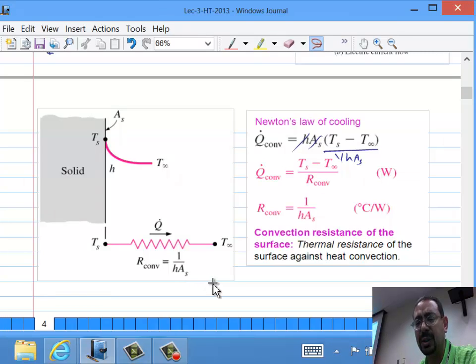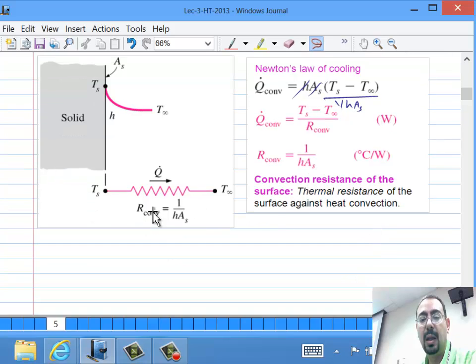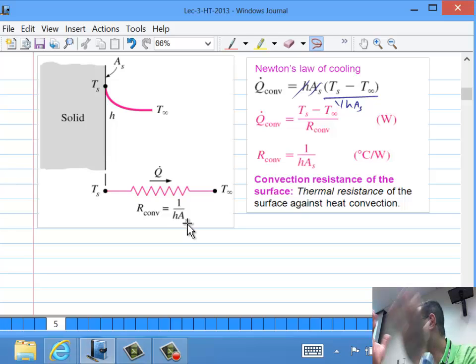And this will apply to plane wall, cylindrical wall, spherical wall. The only difference is the area would be different. For a cylindrical wall, it's 2 pi rL. For spherical, remember 4 pi r squared? That was the area of the sphere. So just the area would be different, but the resistance of convection to heat transfer is 1 over hA.